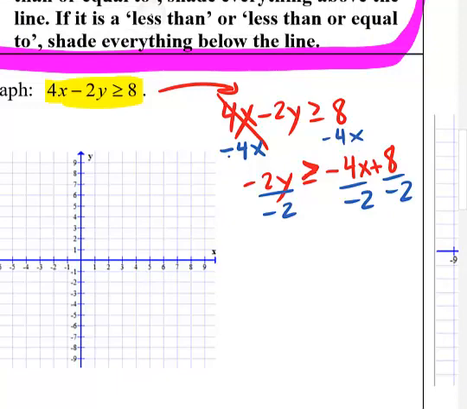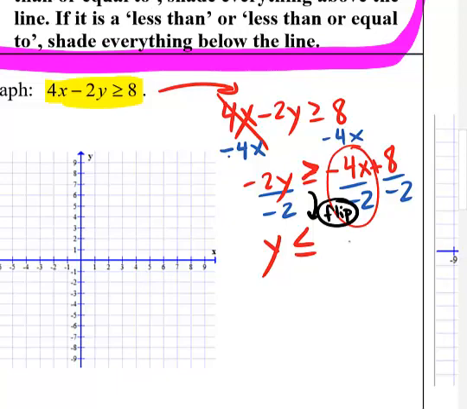But notice that I divided an inequality by a negative number, which means I have to flip the inequality. Remember, back when we learned how to solve inequalities, we learned that if you multiply or divide by a negative number, you have to flip the inequality. If it was a greater than, now it's a less than. If it was a less than, now it's a greater than. So now instead of being y greater than or equal to, it's y less than or equal to.